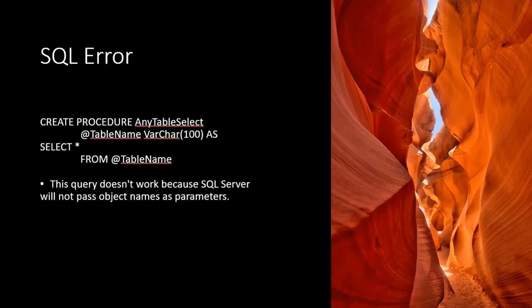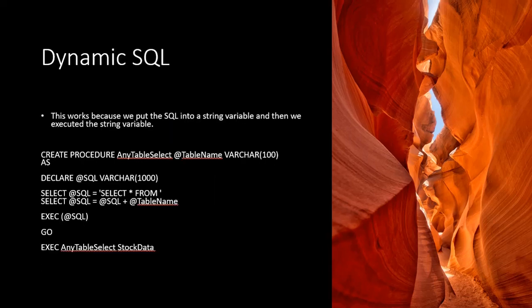So what happens if we try to follow the same line of reasoning and create a stored procedure? We're calling it AnyTableSelect. It's going to have a table name that's going to be passed to it. Data type is varchar 100. And we would just want to say select star from a variable. That doesn't work because as it sits right here, SQL Server will not let us pass object names as parameters. So the answer is Dynamic SQL.